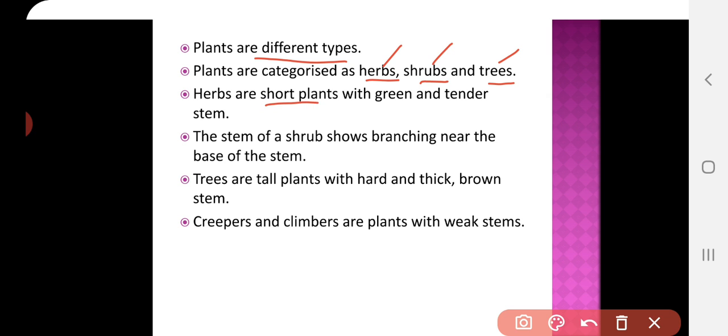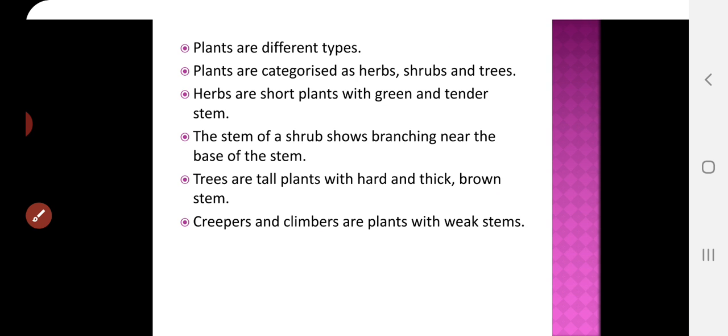Herbs are short plants with a green and tender stem, which is a soft stem. Next, it is about the shrubs. The stem of a shrub shows branching near the base of the stem. So the branches are near the base. The trees are tall with a hard, thick brown stem. So trees are very tall and the stem portion is hard, thick and brown in color. And the next category is creepers and climbers, or the plants with weak stems. So they are not able to grow upright.